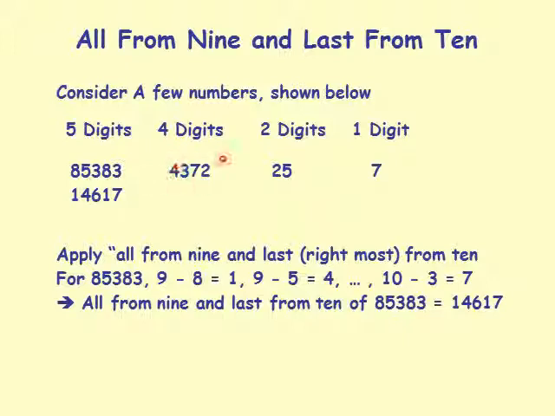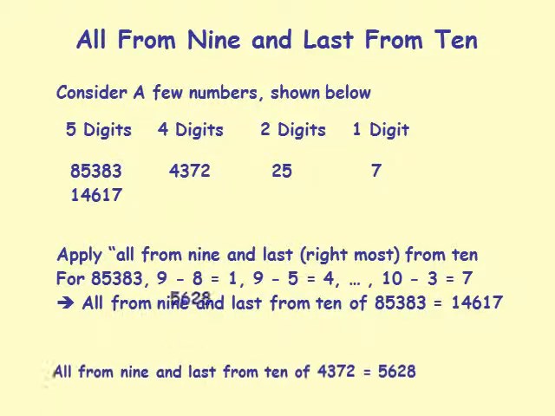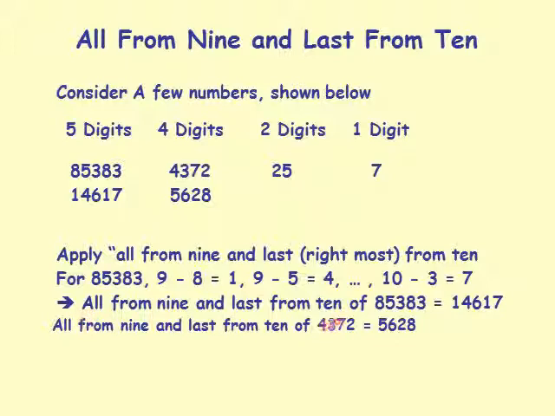Now I'm going to apply all from 9 and last from 10 to the next number here. 4 from 9 is 5. 3 from 9 is 6. 7 from 9 is 2. 2 is the last one, from 10 is 8. So all from 9 and last from 10 of 4, 3, 7, 2 is 5, 6, 2, 8.